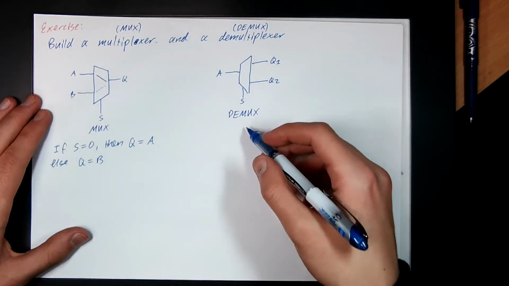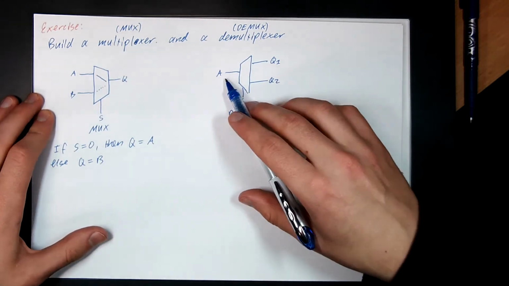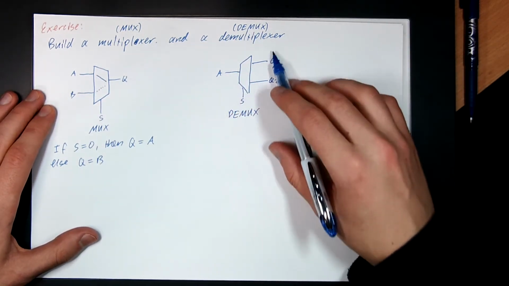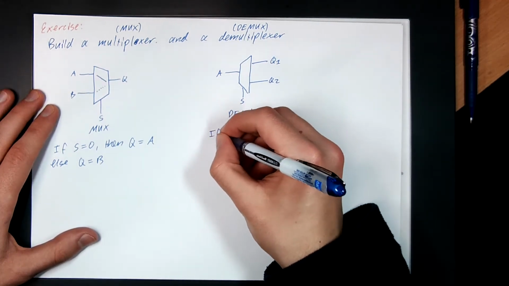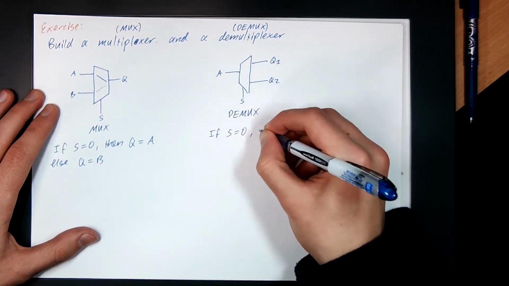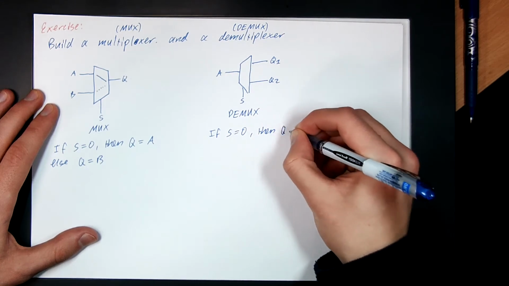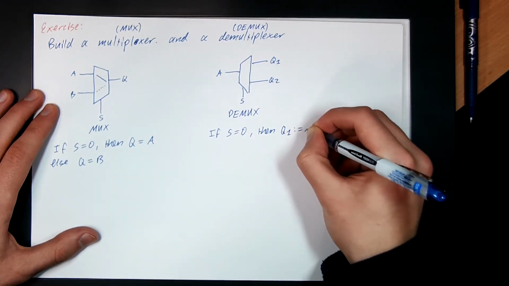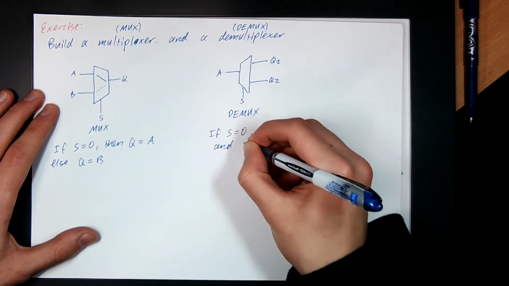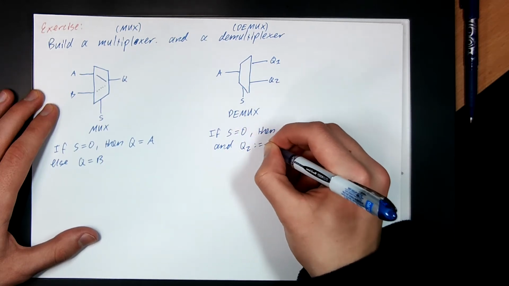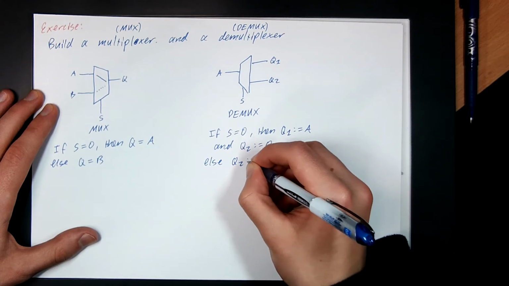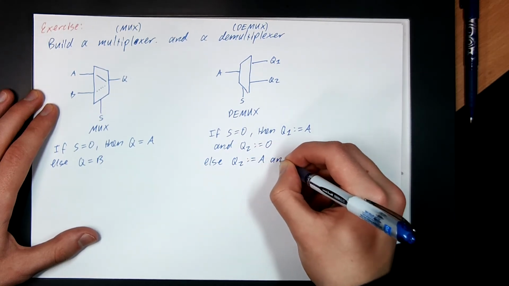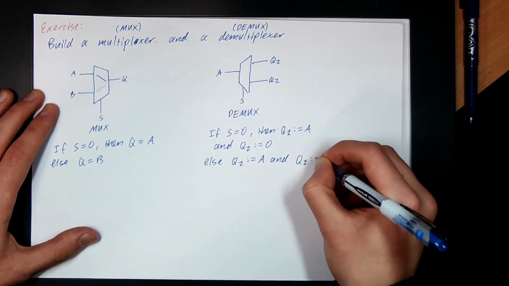And then a demuxer sort of does the opposite. So it takes one input and chooses between two outputs. So if the selector is equal to 0, then the output Q1 is equal to A, and Q2 is just set to 0. Otherwise, the output Q2 is equal to A, and the output Q1 is just set to 0.